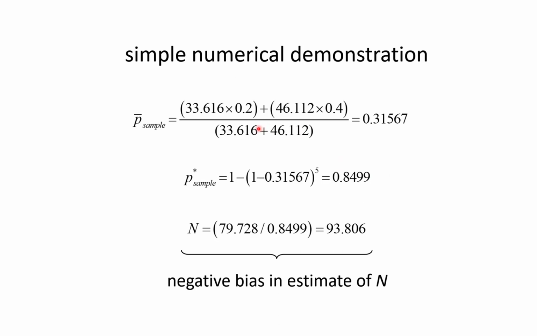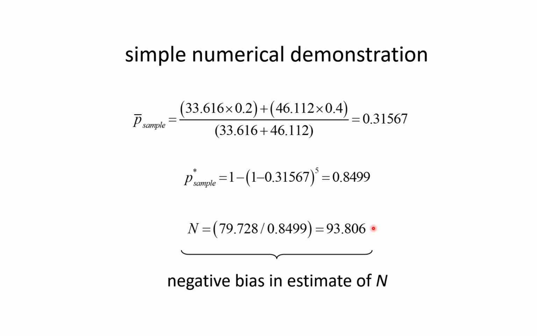Here, we're assuming there's heterogeneity. They're not all flipping the same coin. And so the P star we would expect to see is 0.849. It's a little bit bigger. What does that do? Well, the denominator is a little bit bigger, and so that creates a negative bias in the estimate of n. Instead of 100, we get an estimate that's 93.806. So it's biased, albeit only by 6 or 7 or so, but it's still negatively biased.